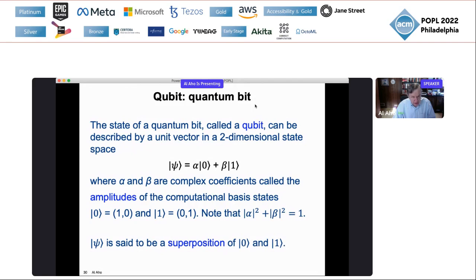A qubit is fundamentally different from a bit in classical computing. It exhibits a quintessential property of quantum mechanics. Its state is a superposition, a complex linear combination of two basis states.